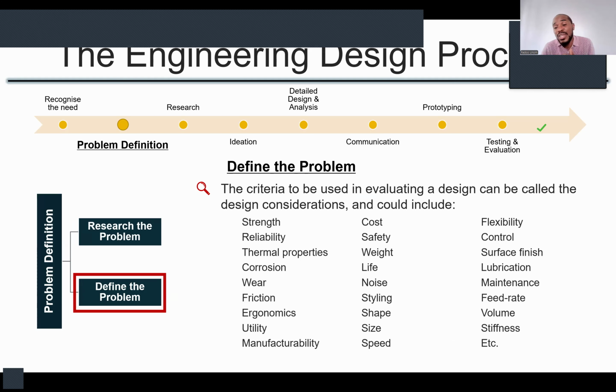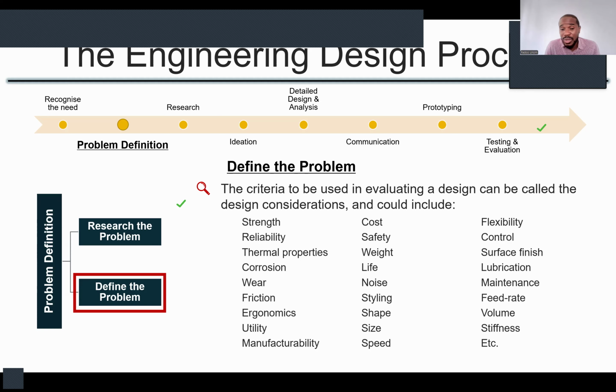some of the criteria that you can use in evaluating your design, which are called design considerations, could include strength. Okay, you might want to state that one of the things you are going to evaluate your machine for is strength. It might be reliability. You want the machine to output the same value or the same performance every single time. That's what we call reliability. It might be something that has to do with thermal properties.